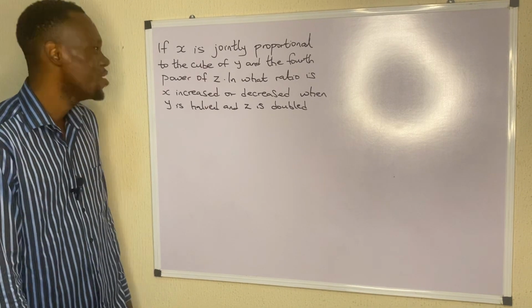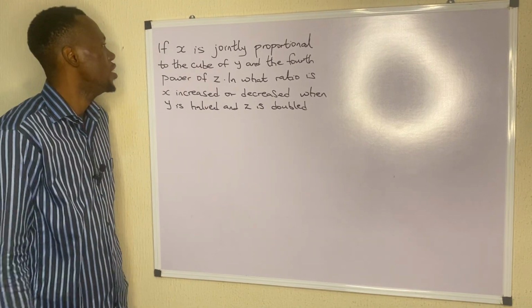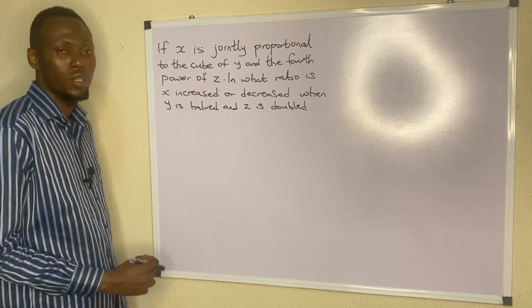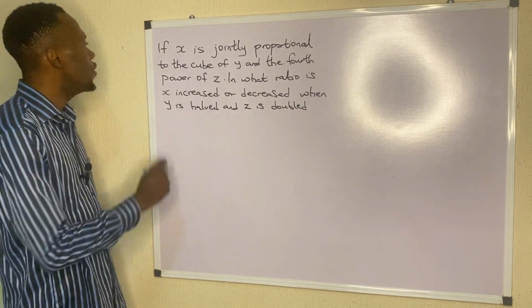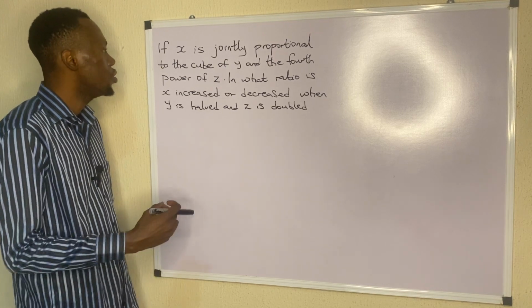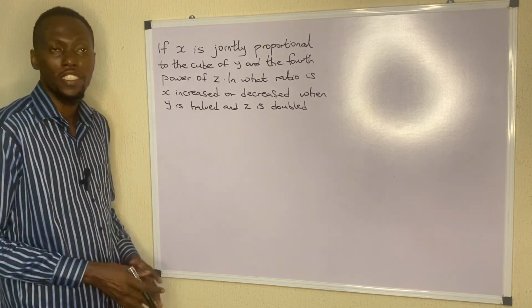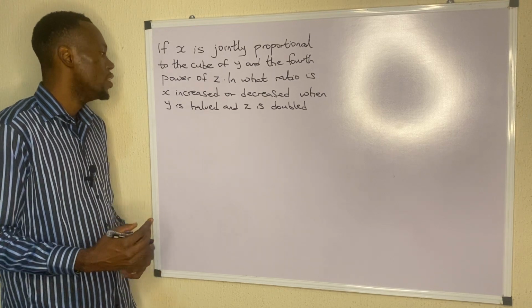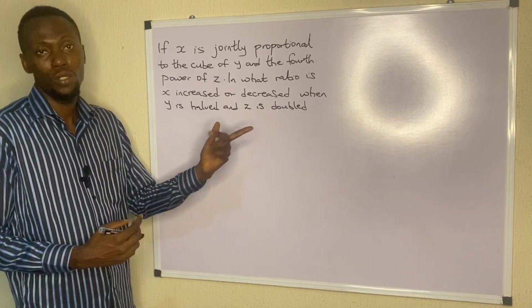Hello, mathematics lovers. We have a question here on variation, and I'll quickly read the question and explain a bit about variation. If x is jointly proportional to the cube of y and the fourth power of z, in what ratio is x increased or decreased when y is halved and z is doubled?